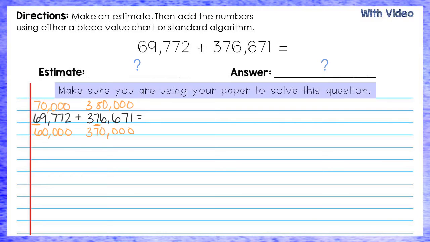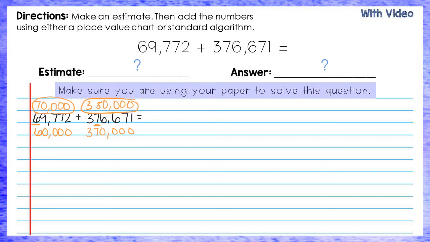So we have to decide, is 69,000 closer to 60,000 or closer to 70,000? Well, it's only one away from 70,000, so we're going to estimate it to 70,000. And then 376,000 is actually a little bit closer to 380,000. So since we're rounding both of our numbers up, we know that our answer that we get is actually going to be less than what our estimate is.